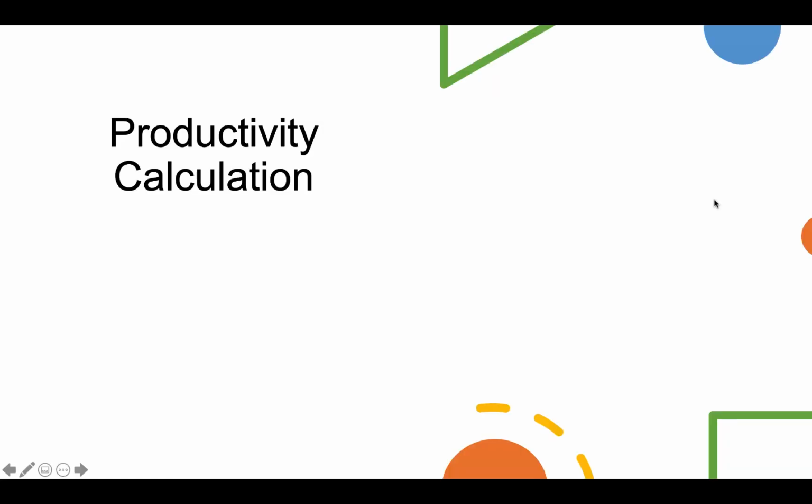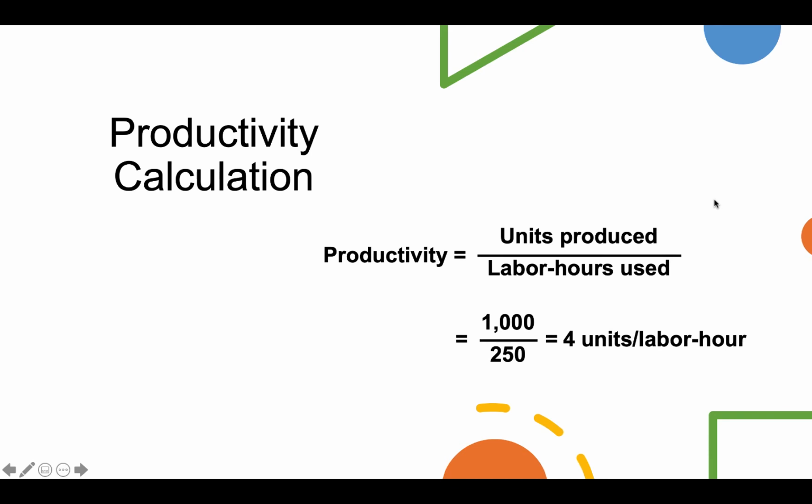Consider the situation where all labor in the factory work for 250 hours and are able to produce 1,000 units. In this case, we can calculate that the labor productivity is 4 units per labor hour.